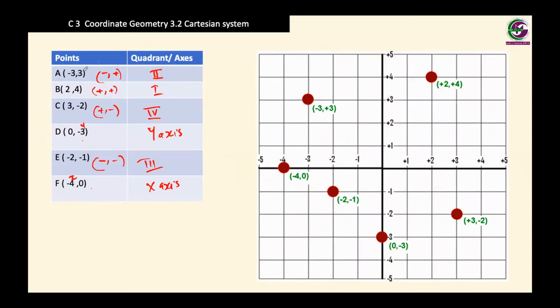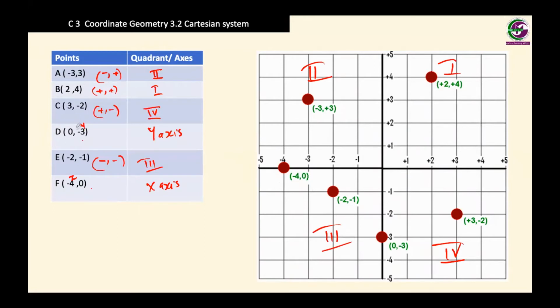Let's see it on the points in the plane. So -3, 3, here it is. So this is the second quadrant, here it is. This is the first quadrant, positive. Now, positive and negative is in the fourth quadrant, it is here. Both are negative, it is in the third quadrant.